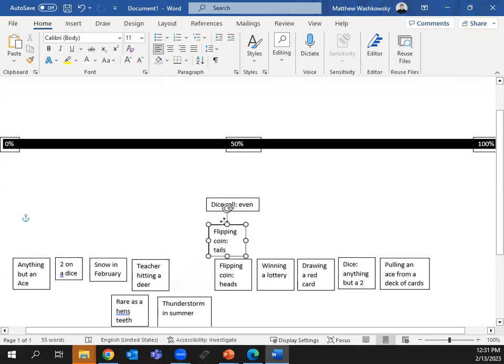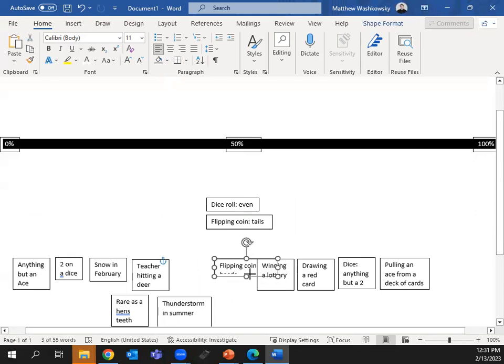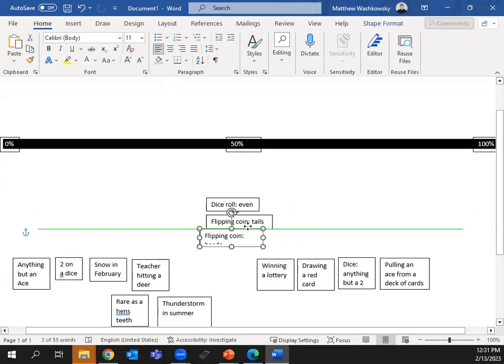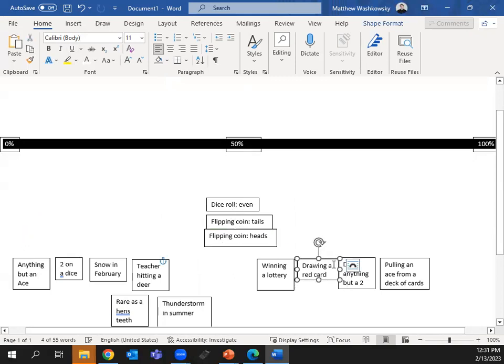So yeah, flipping a coin with tails. That's about a 50-50, right? I shortened it up from what you guys had just so I could fit it on here. But yeah, flipping a coin, you have a 50-50 shot of getting heads or tails. Drawing a red card from a deck of cards. Yeah, 50-50, right?